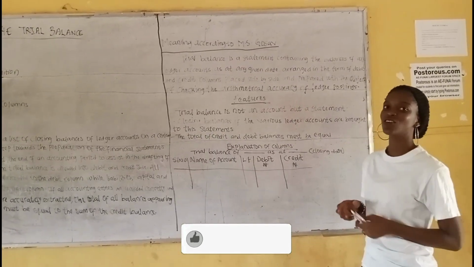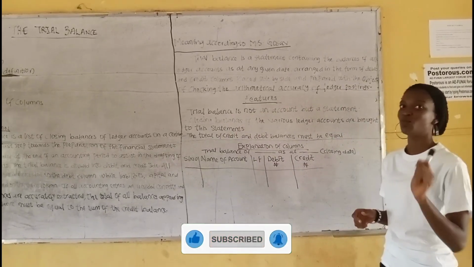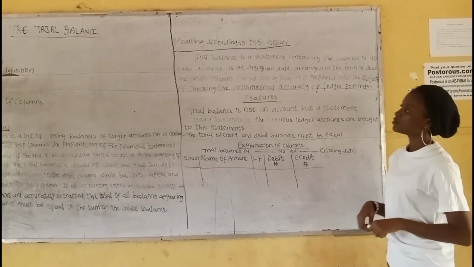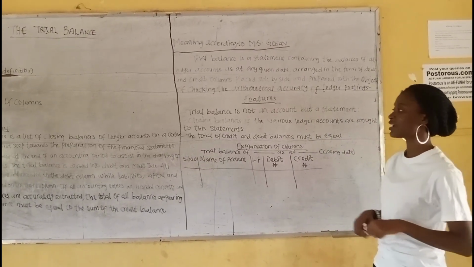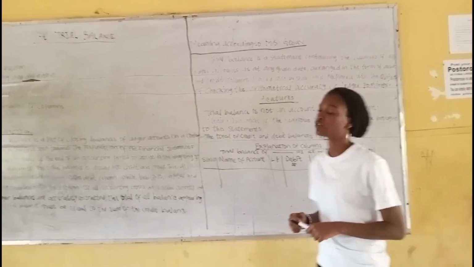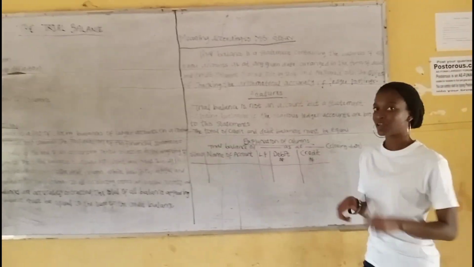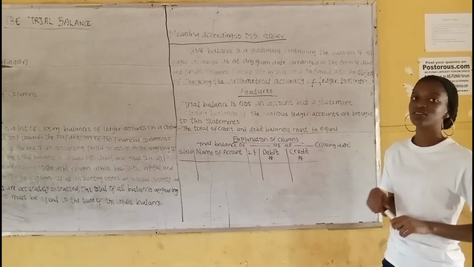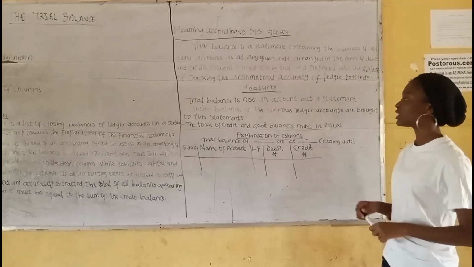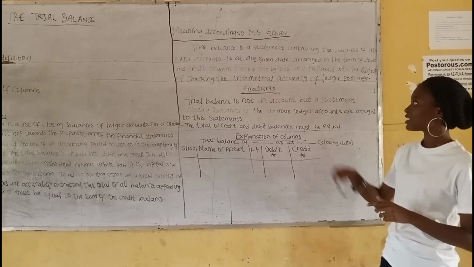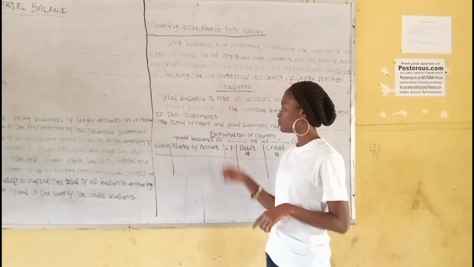So now we'll be looking at the features of trial balance. Number one, trial balance is not an account but a statement. Number two, closing balances of the various ledger accounts are brought to this statement. Like I said at the initial stage during my introduction, all the closing balances from the ledger accounts are what is brought to the trial balance. Then the total of credit and debit balances must be equal, meaning that after the summation of your debit and your credit column, both must be equal.